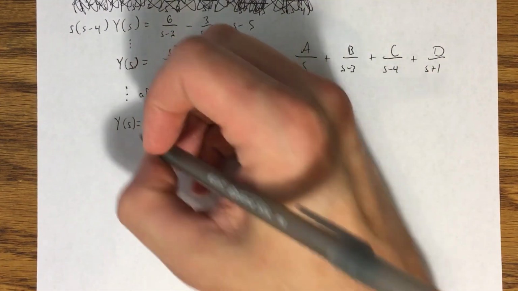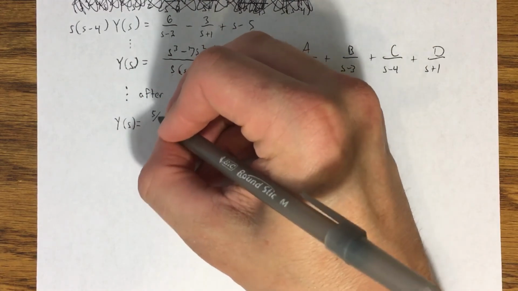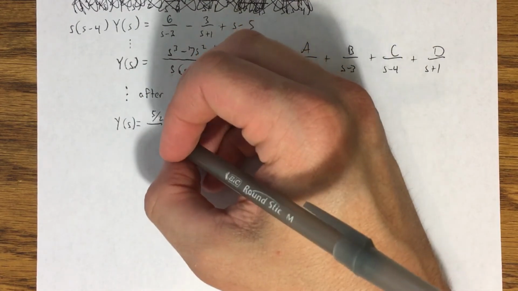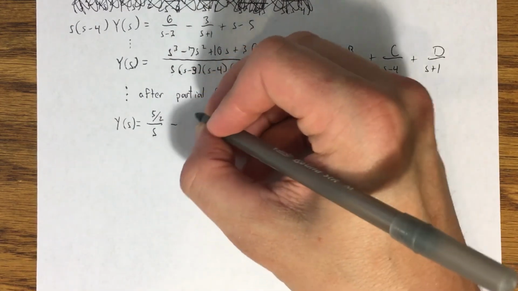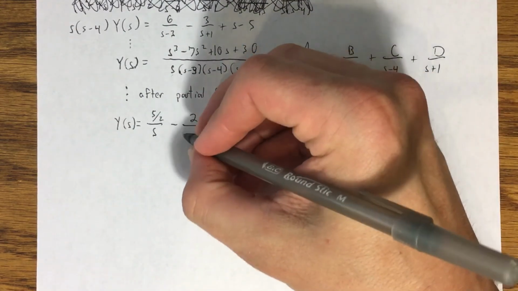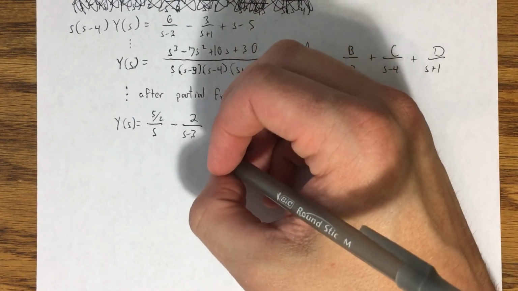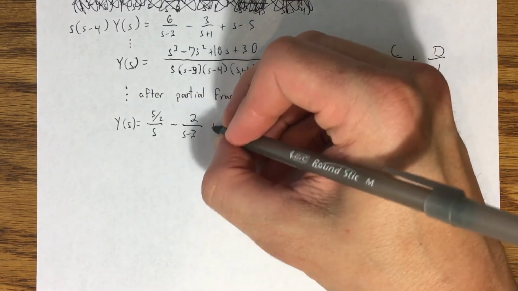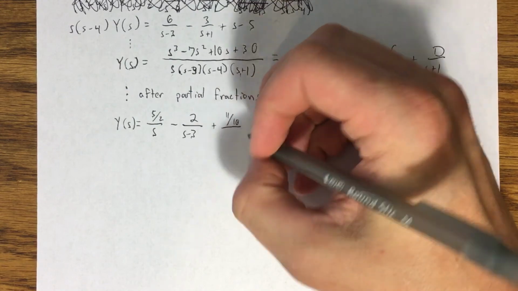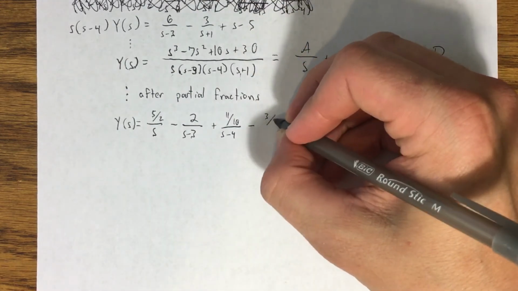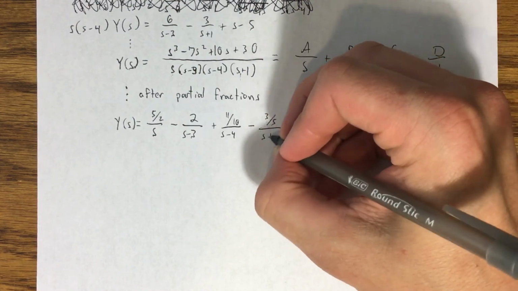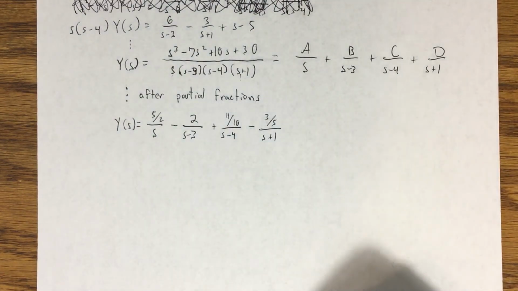We're going to end up with this. Y of s is equal to, A would be 5 halves, so we get 5 halves over s. B ends up being negative 2, so I get minus 2 over s minus 3. C ends up being 11 tenths, so I get plus 11 tenths over s minus 4. D ends up being negative 3/5, so I get minus 3/5 over s plus 1.